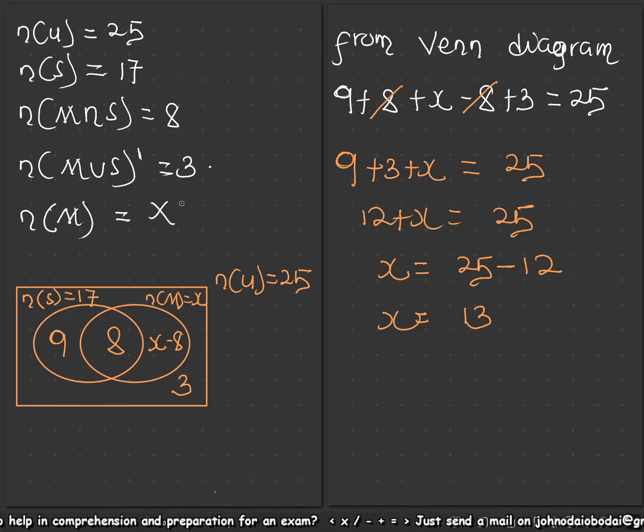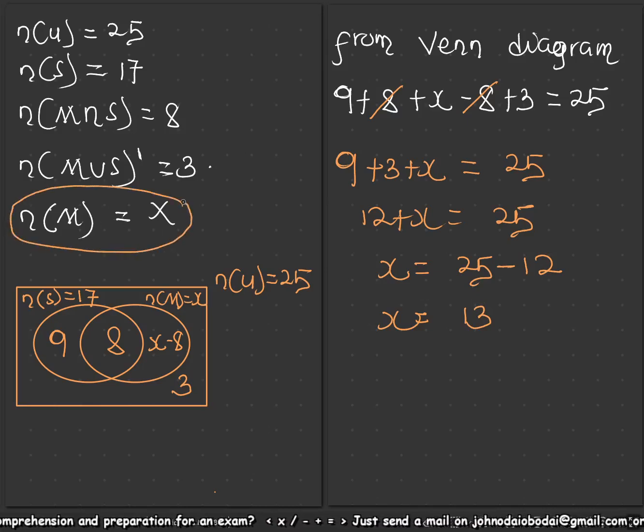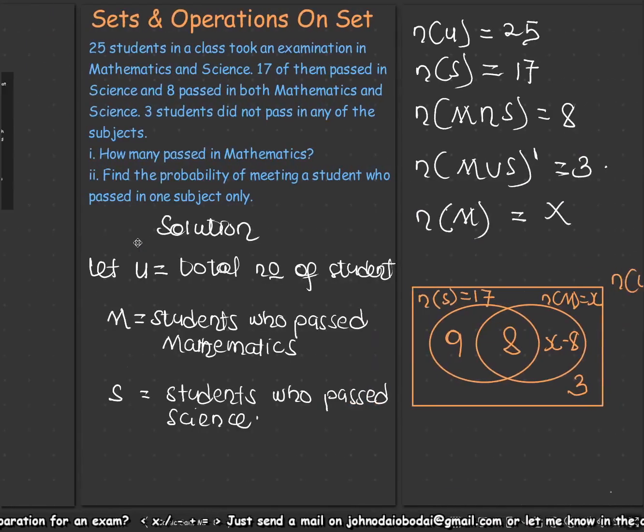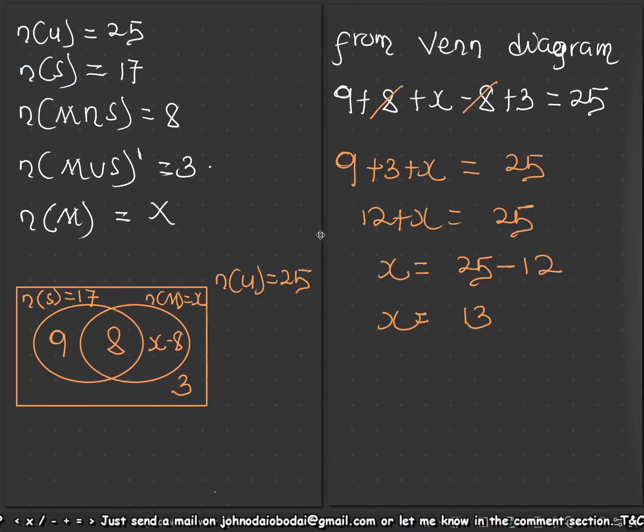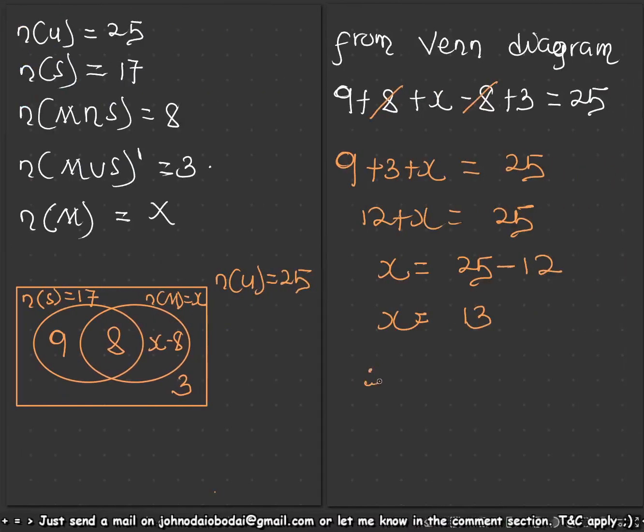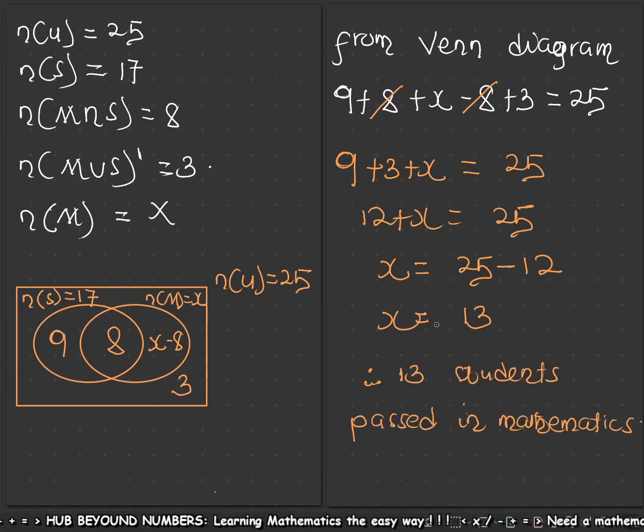But take note, we said our x was what? The total number of students who passed in mathematics. And that is what we've been asked to solve for. So we conclude by saying, therefore, 13 passed in what? Maths. As simple as that.